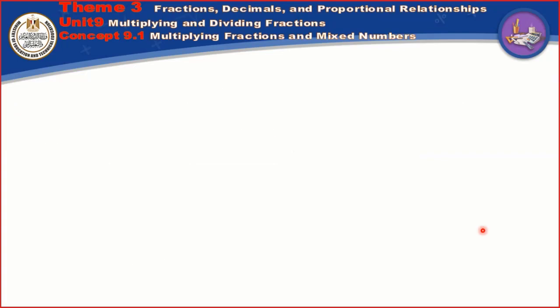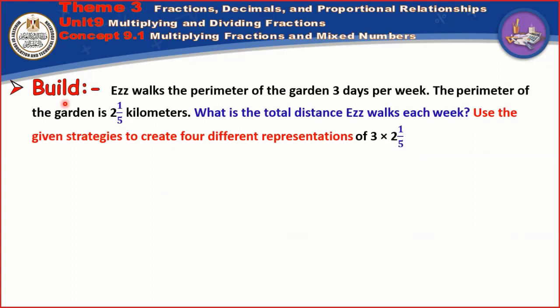Okay, let's start the problem. Read with me, please. A man walks around the perimeter of a garden 3 days per week. He exercises. He runs around the garden 3 times per week. The perimeter of the garden is 2 and 1/5 kilometers. What is the total distance he walks each week? He walks 3 days per week. So how many times will I repeat 2 and 1/5 kilometers? I will repeat it 3 times.